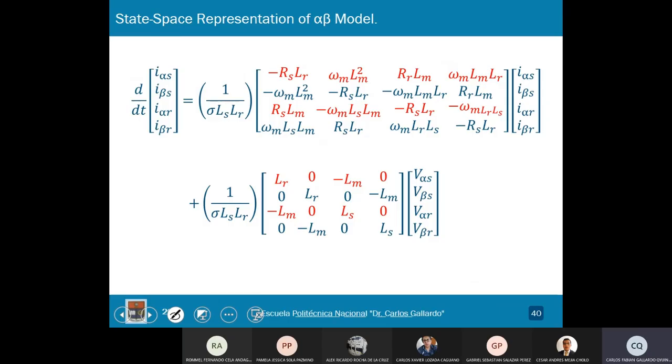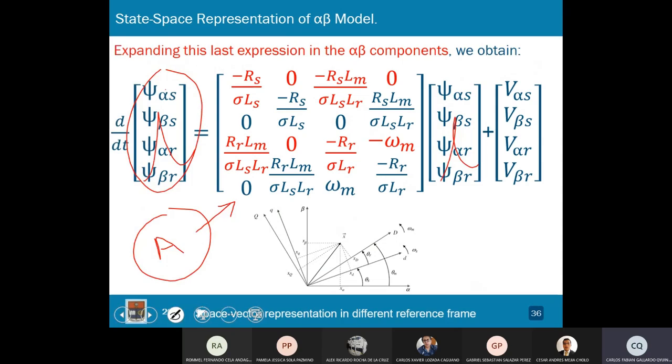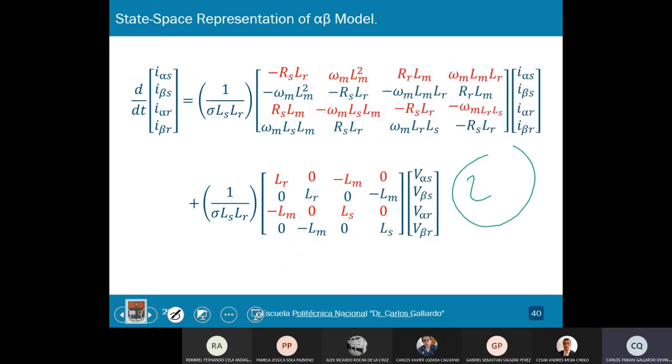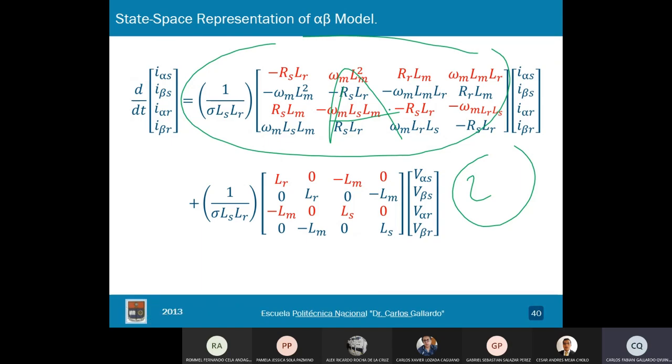Okay, so depending on the choice of the state space magnitude, different state space models can be obtained. The first model was for the fluxes, right? This is my first model using the fluxes. And this is my second model using the currents. So once again, depending on the choice of the state space magnitude, different state space models can be obtained. We will use two models. The first one is the flux model, and the second one is the current model, okay? This is the state space representation of the alpha beta model. So once again, this is the matrix A in order to carry out the small signal stability analysis, okay?